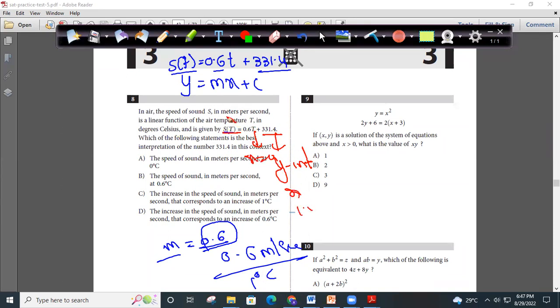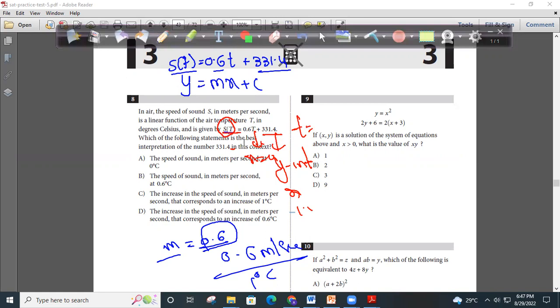So the speed of sound in meters per second is 331.4 when T is equal to 0 degrees, or the initial value is 331.4. The speed of sound increases by 0.6 meters per second for every 1 degree centigrade increase in the temperature. I'm asking what is 331.4? It is the speed of sound in meters per second when T equals 0.